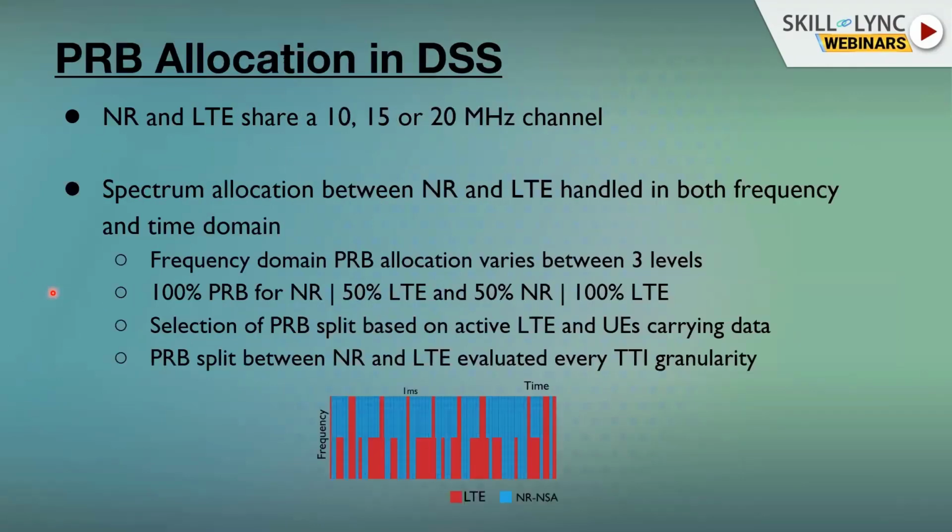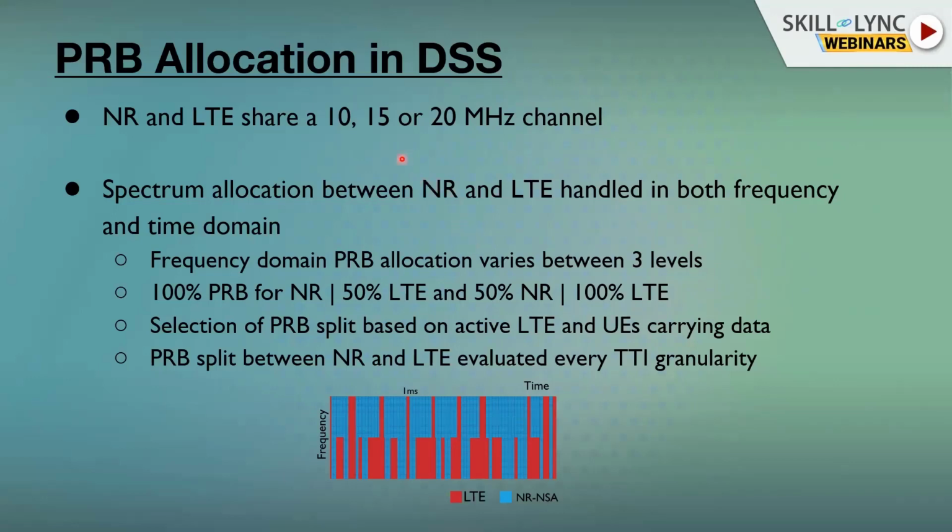Physical resource block allocation. So we spoke about the bandwidths, 10, 15, or 20 megahertz channels. We're basically sharing those as these are the bands that are supported for DSS. So then we have these bandwidth channels that we need to work with. So spectrum allocation between NR and LTE is handled in both frequency and time domain. So this is crucial. So not only is the spectrum allocation done in frequency domain, but it's also in time domain.